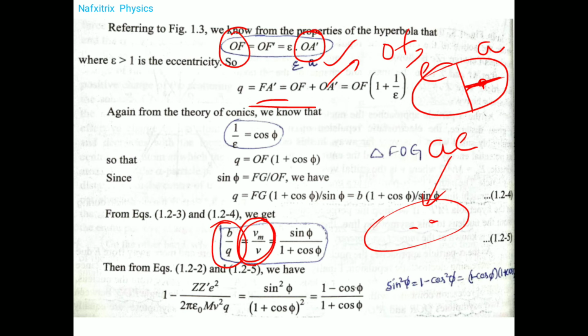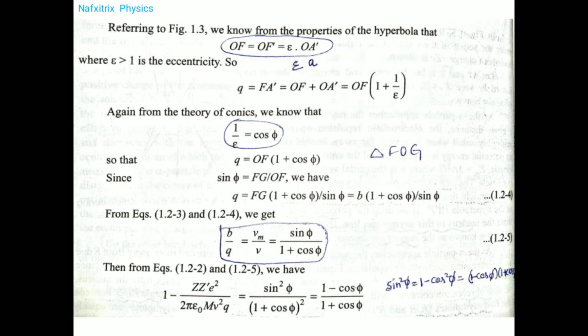So this is the formula we would get finally. Don't get confused, it is based on the properties of the hyperbola. Another property is that 1 by e is nothing but cos phi. So on substituting these values, in the place of 1 by e we put cos phi. This is from the properties of the hyperbola.